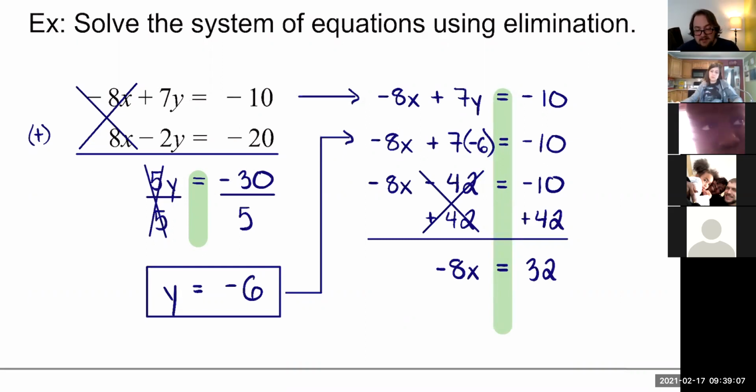To finish getting that variable by itself, we're going to divide both sides by a negative 8.